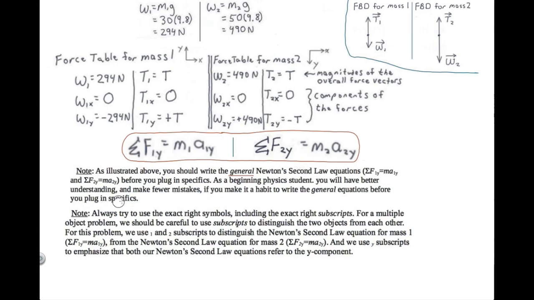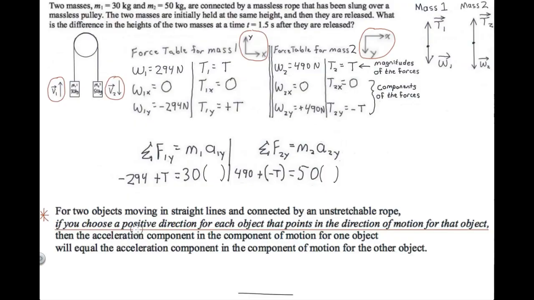Now we can plug specifics into the equations. If you choose a positive direction for each object that points in the direction of motion for that object, then the acceleration component in the component of motion for one object will equal the acceleration component in the component of motion for the other object.